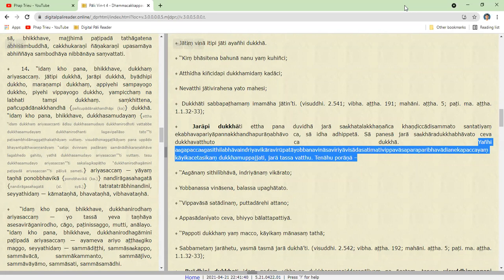Aneka pityayan: cause. Jara tassa vatthu. The aging is the basis of the suffering. Tassa refers to Tassa Dukkhassa.